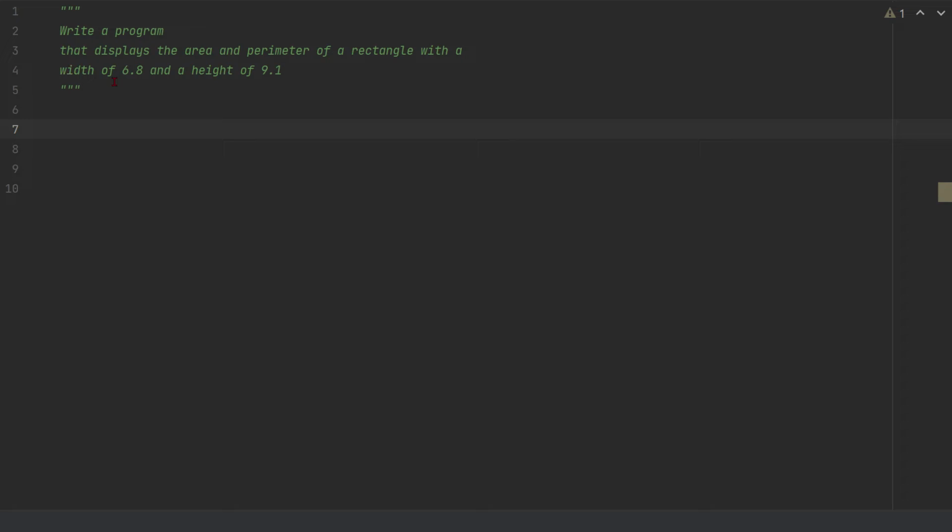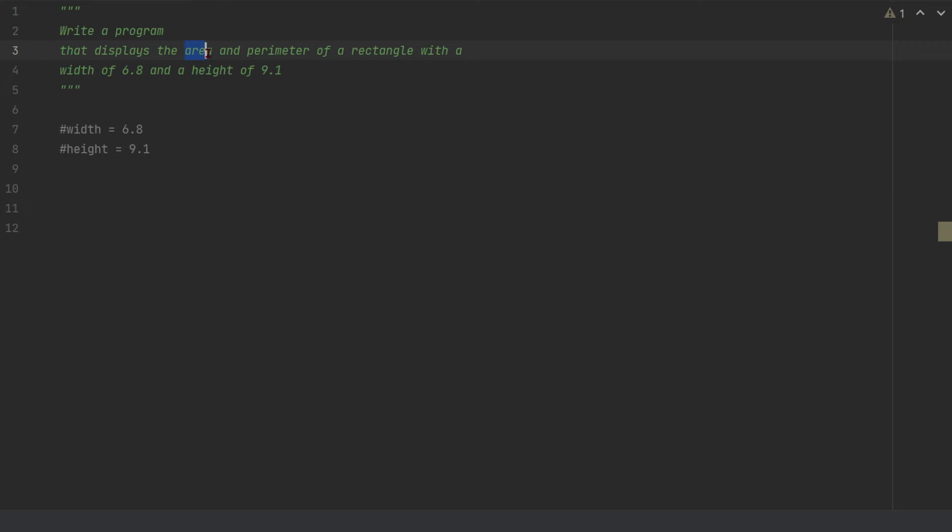So first things first, let's pull what we have here. We have a width of 6.8, so we know that's going to be a requirement here. So we have a width equal to 6.8, and that's one requirement. As we continue reading, we see we have a height of 9.1. So let's go ahead and document that: 9.1.